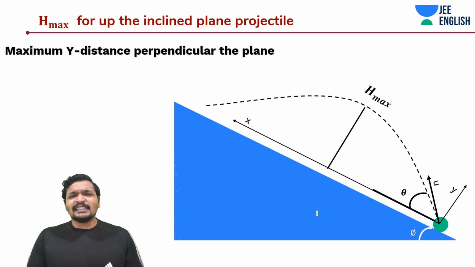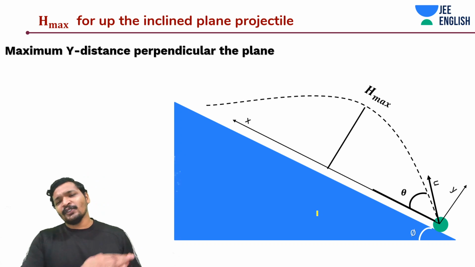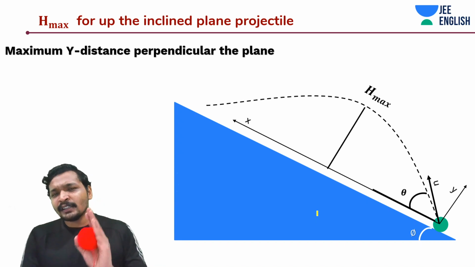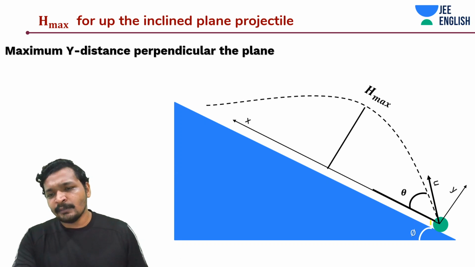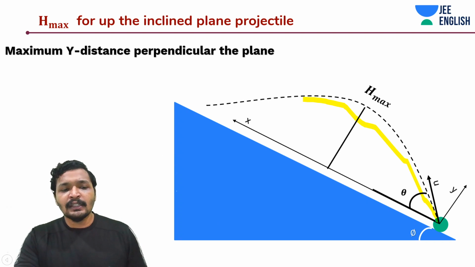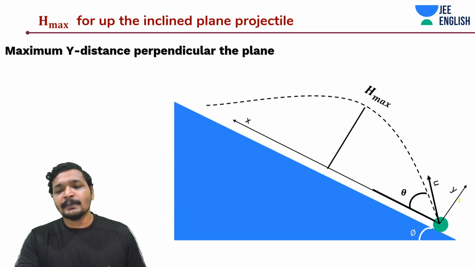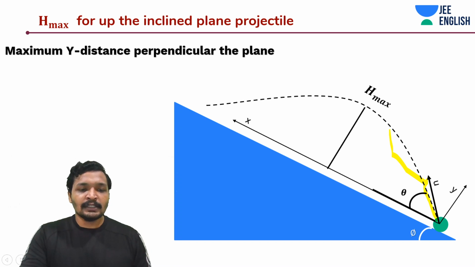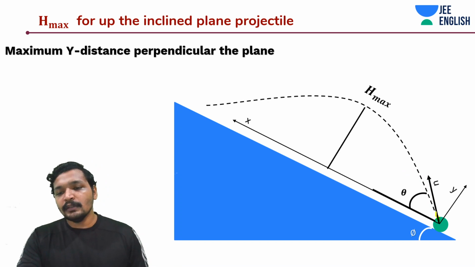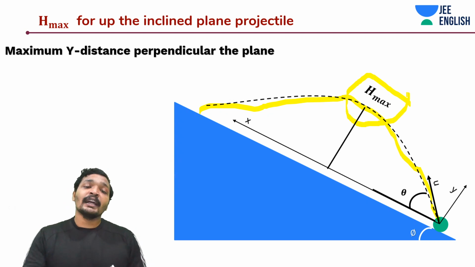So the next thing would be h max. Again very easy. It is where the velocity along that rotated y-axis becomes 0. At some point, if it is traveling like this in a projectile motion and taking this projectile trajectory, that means at some point the y-axis component becomes 0. That would be this point. So how do we calculate this?